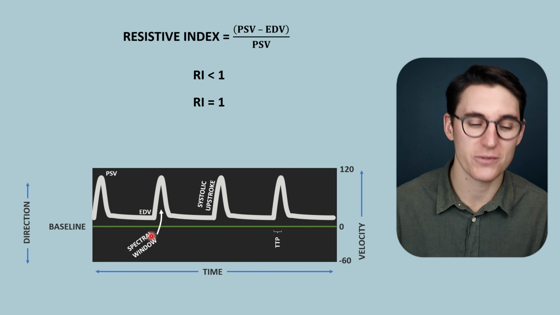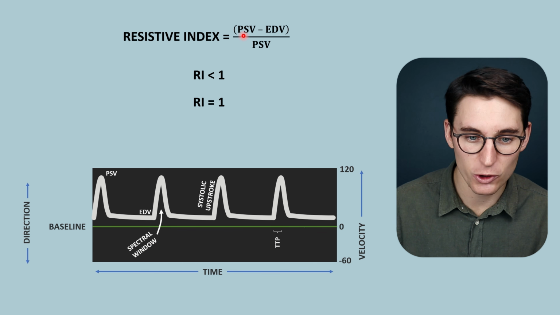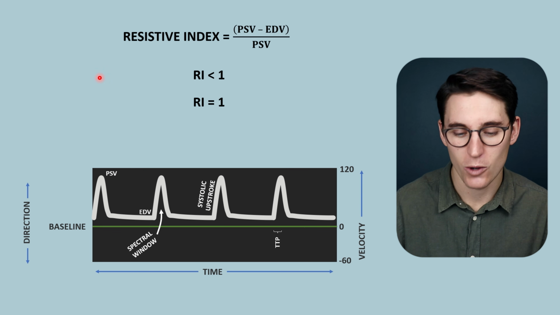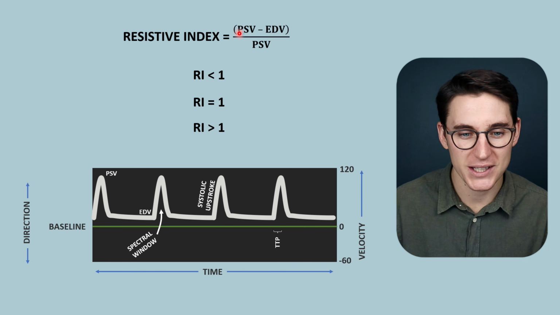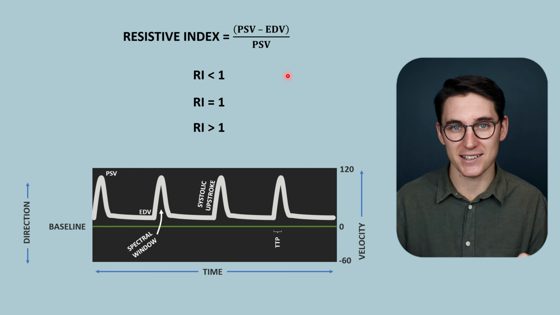If there's reverse flow at the end of diastole, i.e. the end diastolic velocity is a negative value, the numerator here will be more than our denominator. Our resistive index will be more than 1. Our peak systolic velocity subtracting a negative value is the same as adding that value.